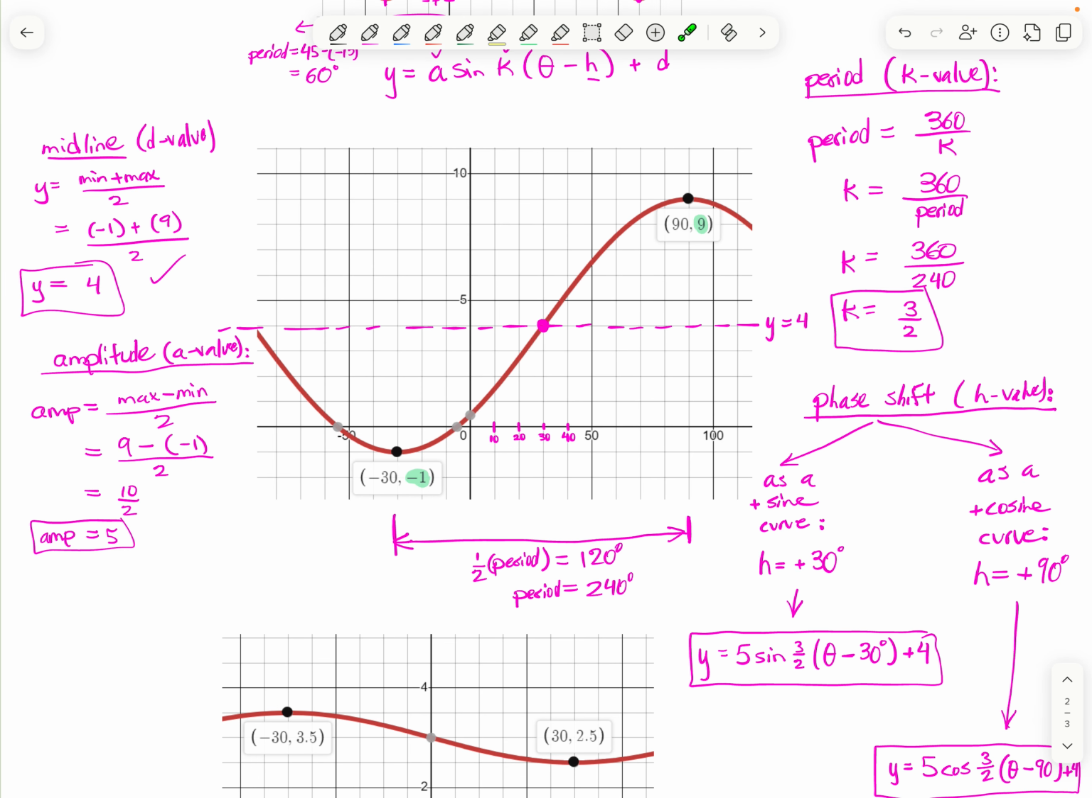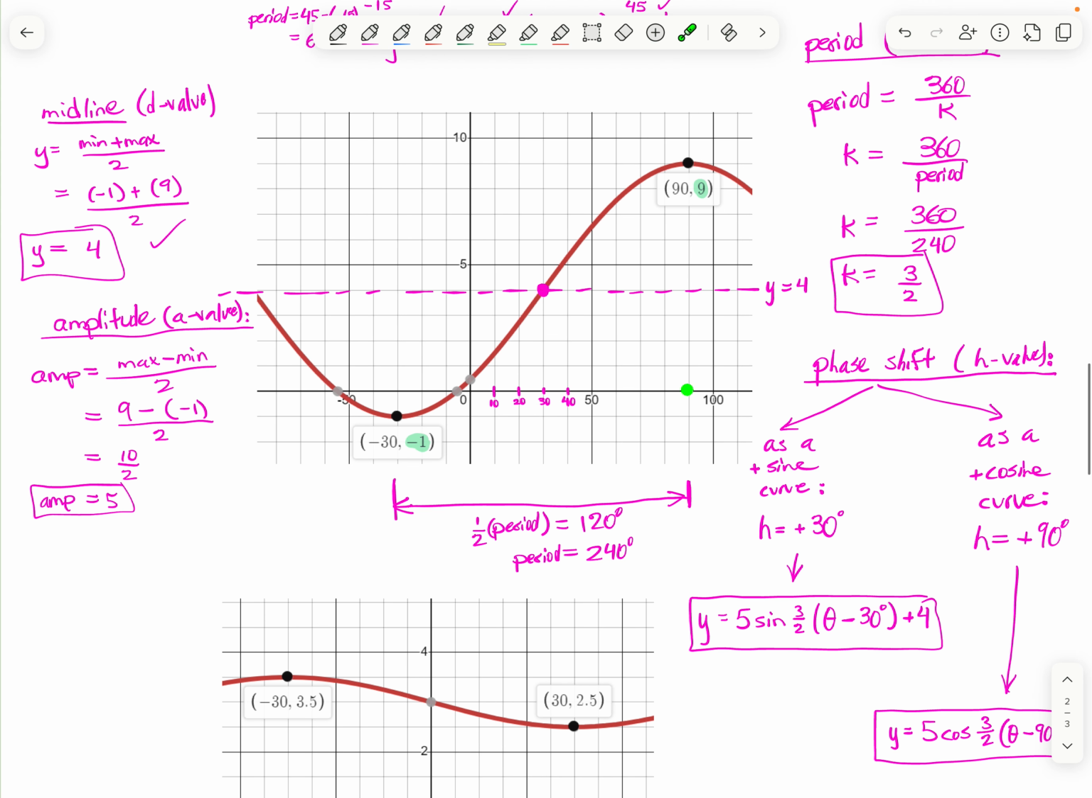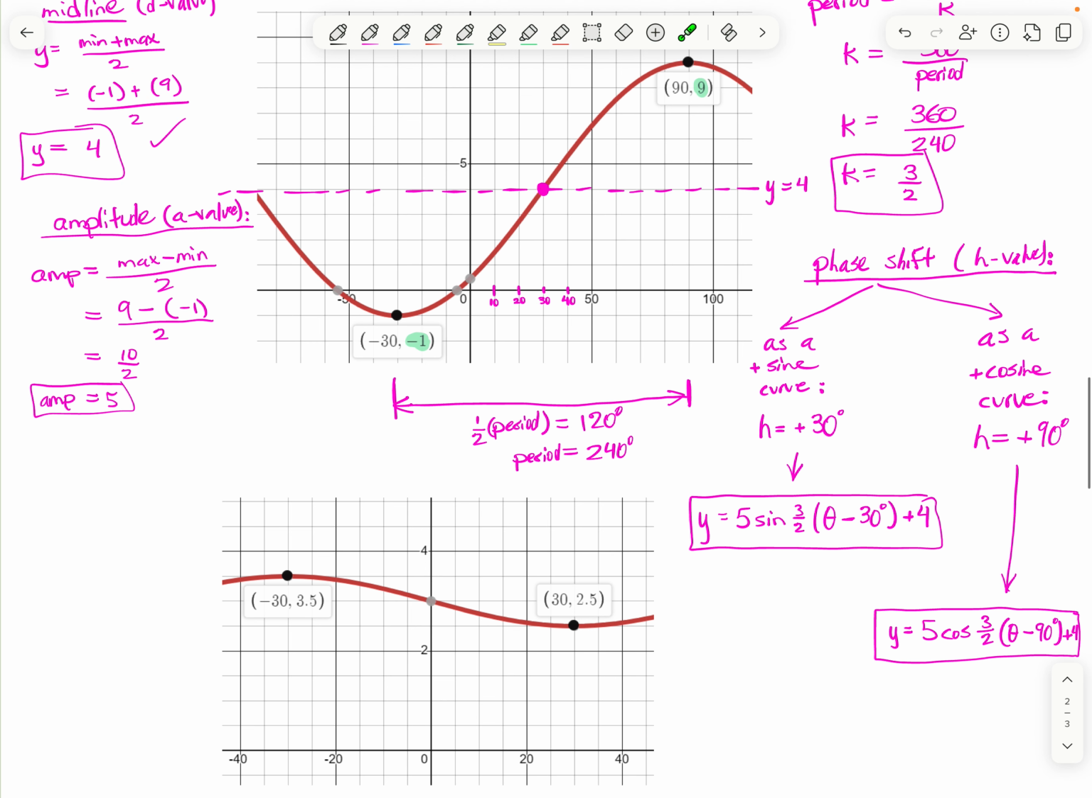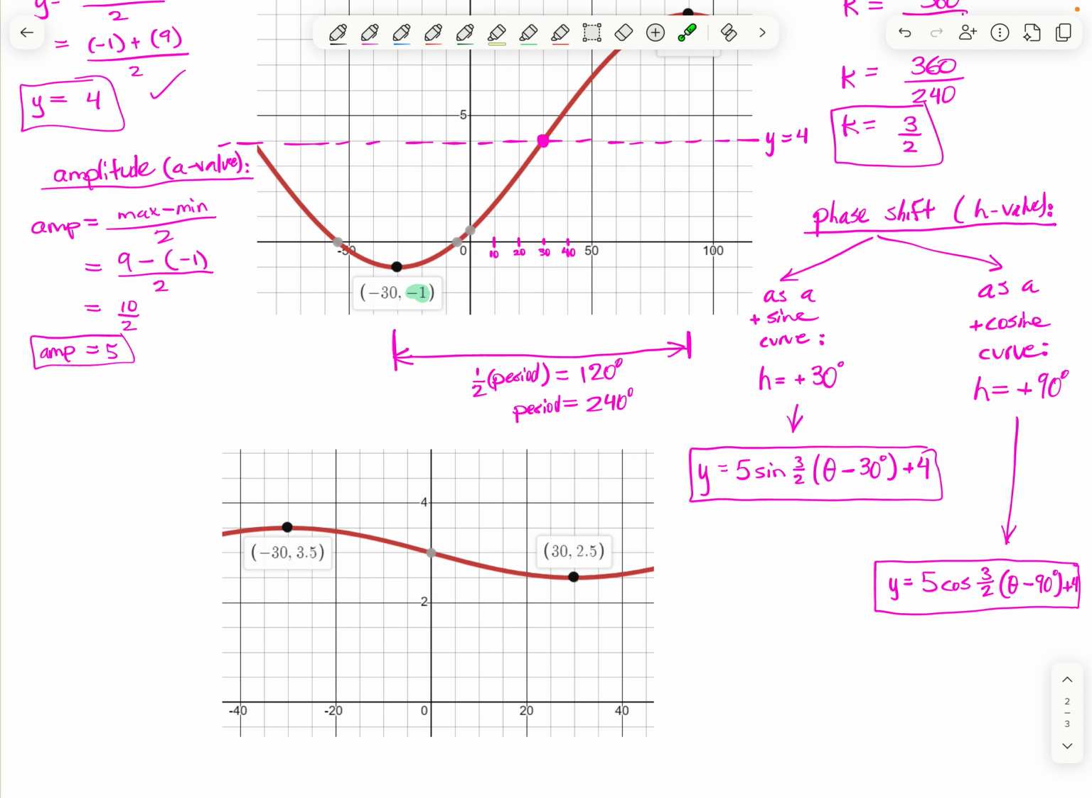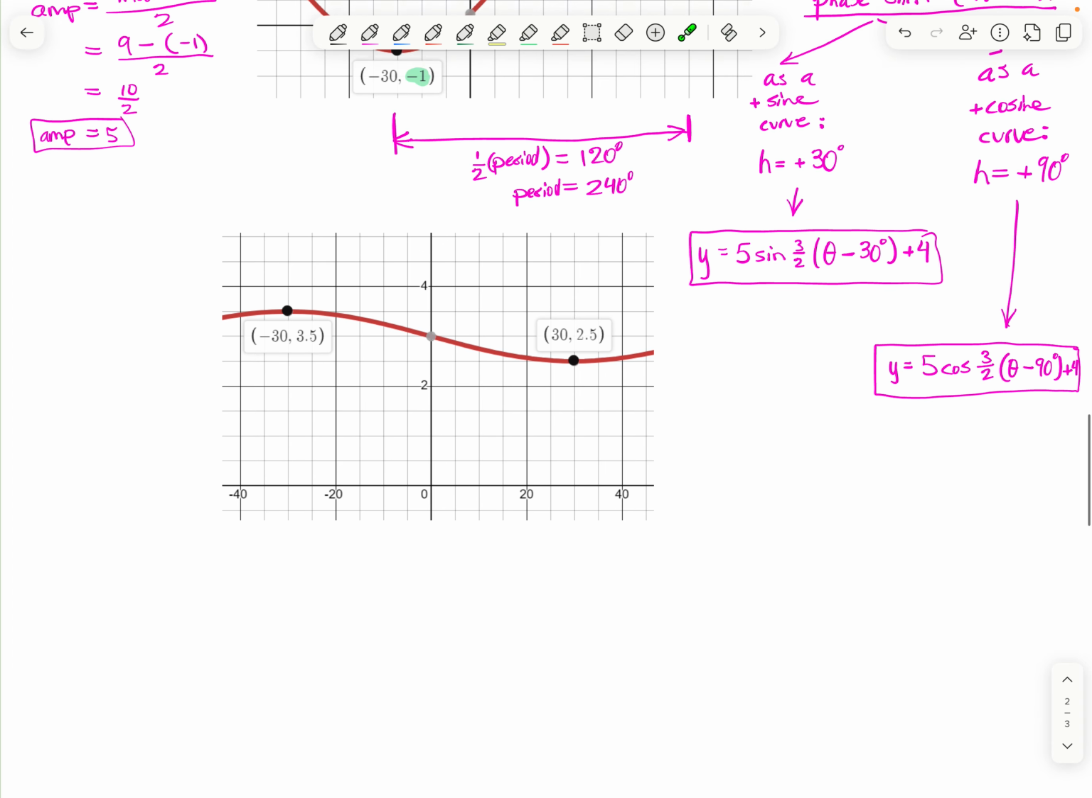If I wanted to make it a positive cosine, well, I'm looking at the maximum here. It's at a value of 90 degrees, so H is positive 90, I shift it 90 degrees to the right, which means theta minus 90 degrees. Everything else stays the same, the A, K, and D values. Okay, so very good. Nice.